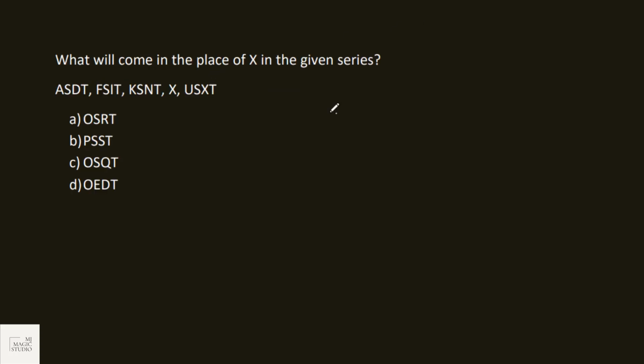So now what we have is an alphabetic series. A is 1, F is 6, K is 11. Then we can see the gap of 5. Then 11 plus 5 is 16. And 16 plus 5, U is 21. That is giving us the hint. There should be 16. 16 is P. And the only option we have with P is PSST.